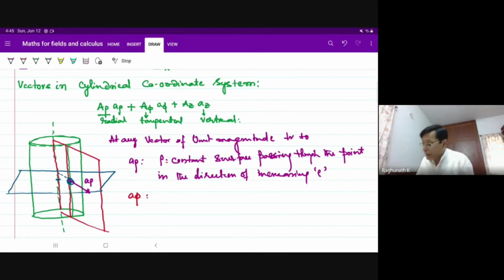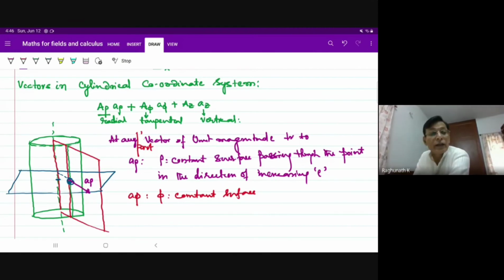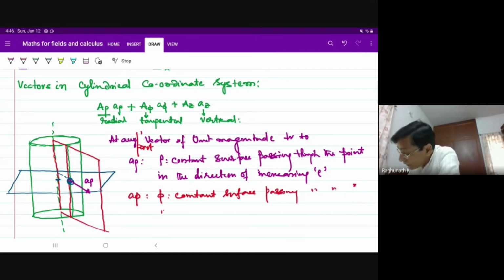At any point, a vector of unit magnitude perpendicular to phi is equal to constant surface. Is this red surface actually passing through the point in the direction of increasing phi? What is that?